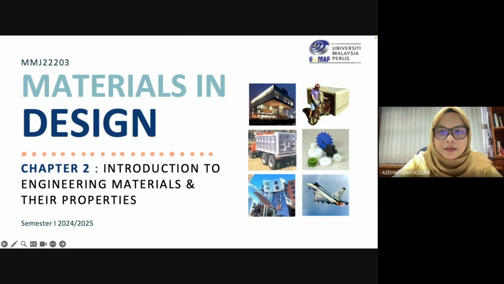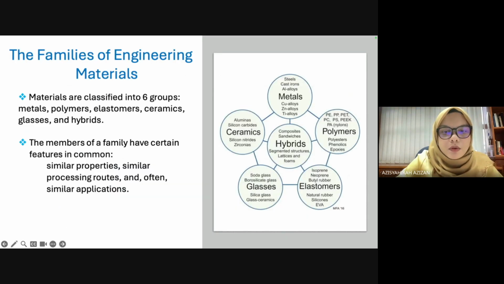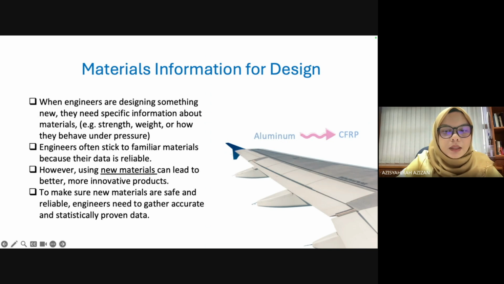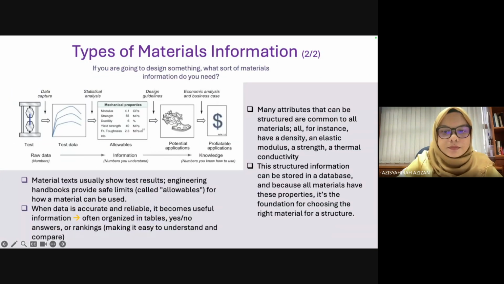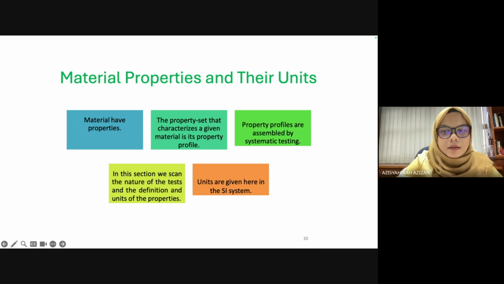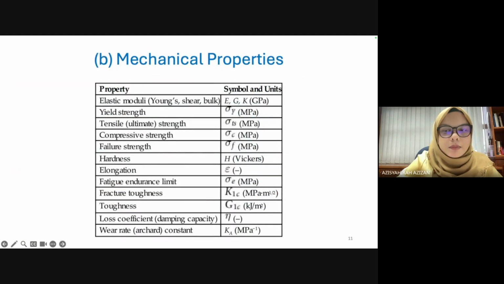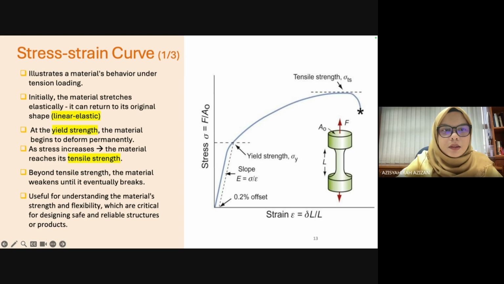Okay, so today again we're going to look into chapter 2, but we will cover the part that we did not manage to look at last week, general properties and mechanical properties. So we are going to continue on this.